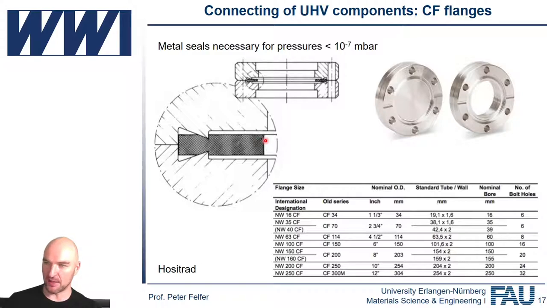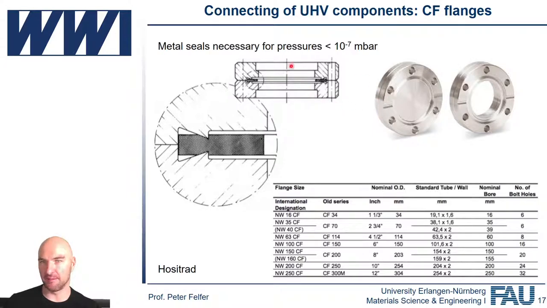And you can get them coated with silver or uncoated. The ones coated with silver are important if you want to bake to high temperatures, because the pure copper can stick to your CF flanges if you bake out to high temperatures. If you just bake to moderate temperatures, you don't need the silver ones. But I'm a little bit paranoid, so we use the annealed silver ones quite a lot in my lab.